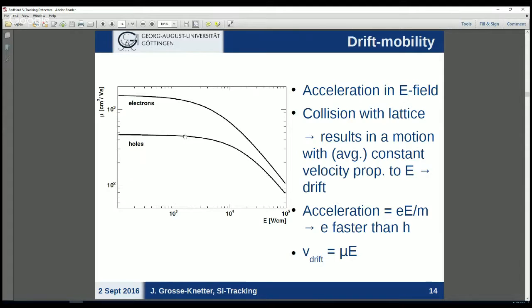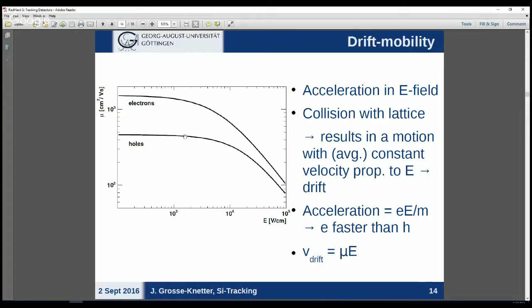That more or less reflects that filling bonds by electrons, which is the effective moving of a hole, is a bit more difficult than for the electrons. But even for the electrons, the effective mass is not equal to the free mass. So that has to be taken into account. But generally, that's the simple model.